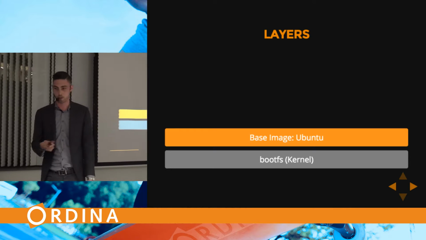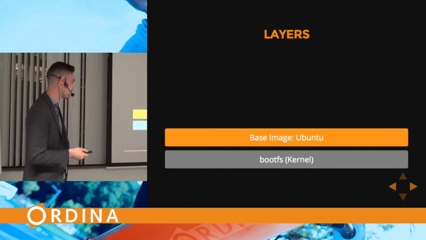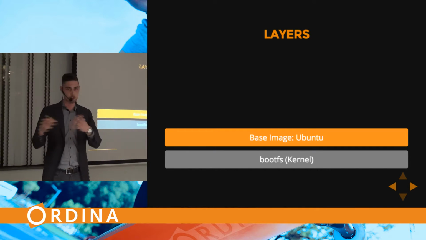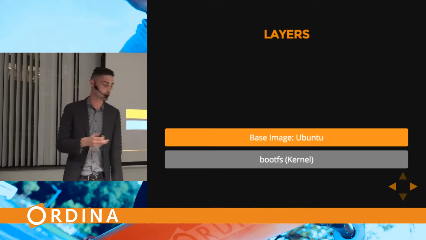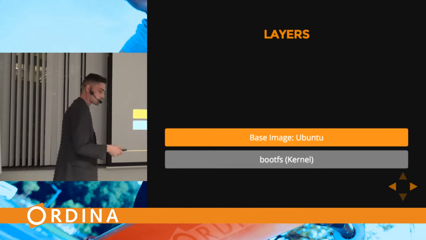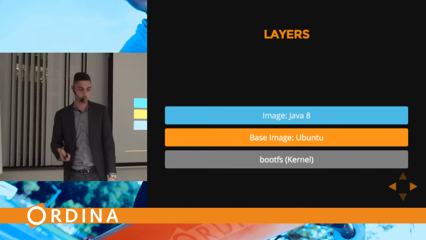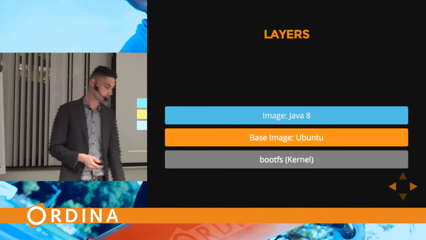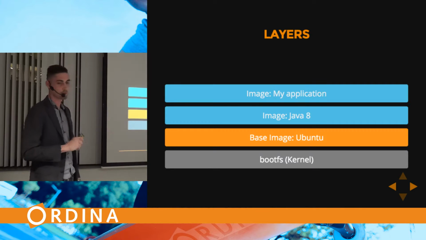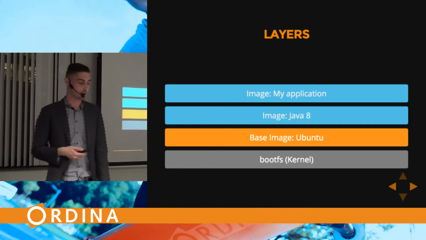Then, for an image, you can select the base image. For example, you can take Ubuntu. That's an image that's available in the registry. You can just take it and start from there. So if you start from there, you say, okay, I install Java 8 on that. That's a new layer. Then it creates a new image with that additional layer. And then you can install your application, and it creates another layer.